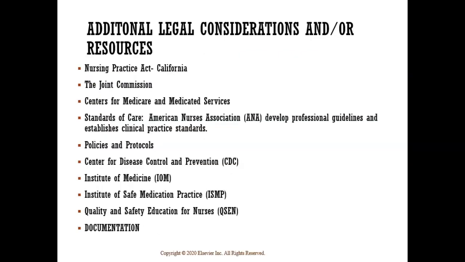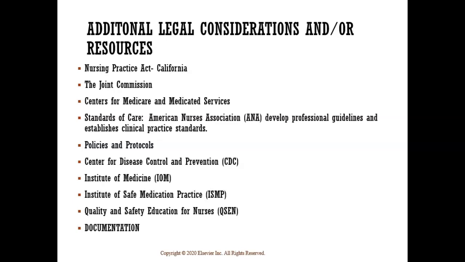Some additional legal considerations and resources. So the Nursing Practice Act of California. We're in California, so this will let you know what your role is as a nurse, what you can and cannot do. Definitely you can search their website. The Joint Commission, you'll hear about this a lot too. It's an agency that surveys hospitals to make sure the quality and standard of care is not compromised, and that they meet minimum standards.